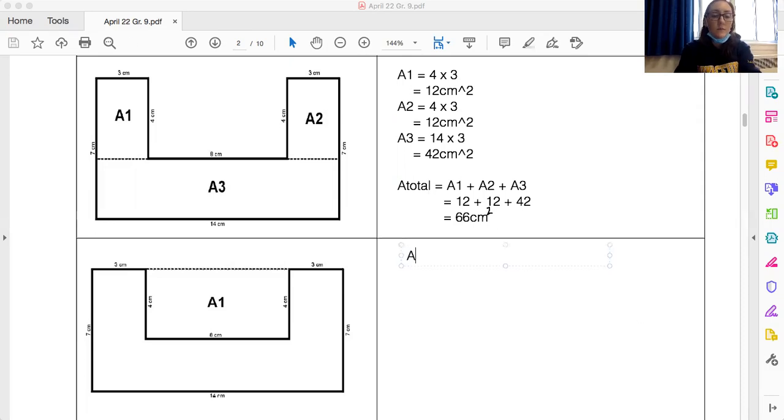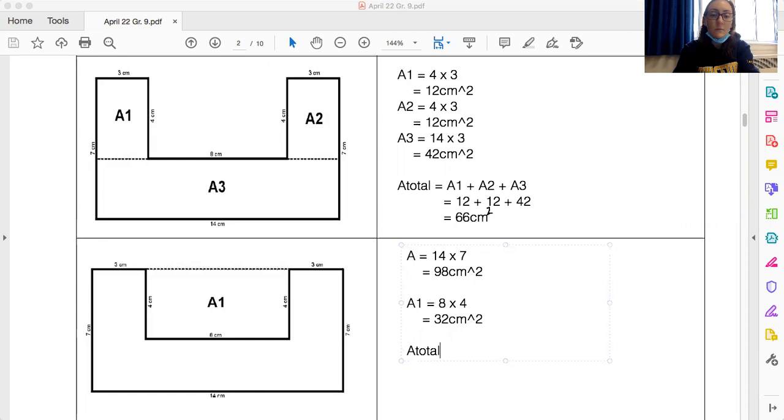So to find just our area of our full rectangle, you're going to find the length. So the length is 14 times the width, which is 7. Okay, and that's going to give us 98 centimeters squared. And then our A1, so we're just going to do our 8 times 4. So 8 here, 4 there. And that gives us our 32 centimeters squared.